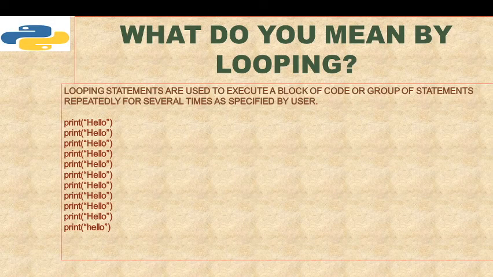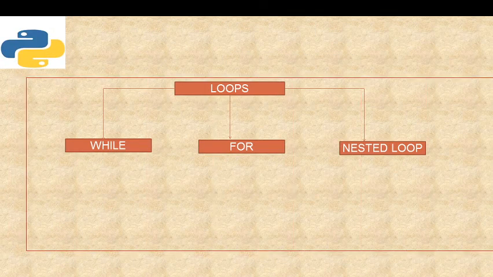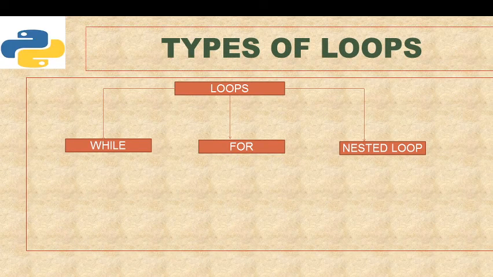So what do you mean by a looping statement? Looping statements are used to execute a block of code or a group of statements repeatedly, several times, as specified by the user. Now, the various types of loops: while loop, for loop, nested loop.